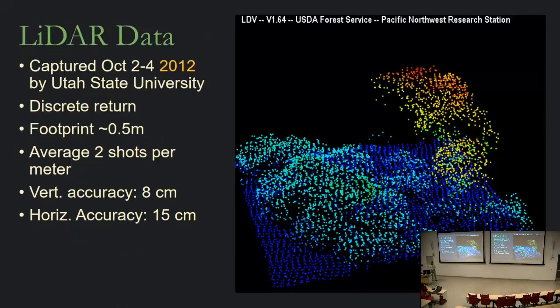So the LiDAR data I had was captured in 2012, so almost 2 years before the flycatcher data. It was discrete return LiDAR. The footprint size was 0.5 meter. There were 2 shots per meter. And so this is a snapshot of the data. It's a 50 by 50 meter plot. And on the right there, you can see that's the canopy of a cottonwood tree. So that kind of gives you an idea of just how dense the data is.